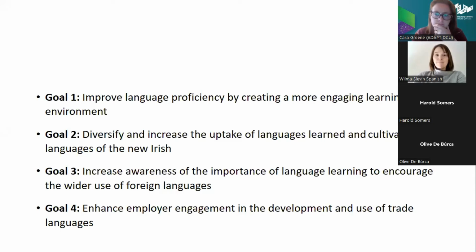We have to improve language proficiency by creating a more engaging learning environment, diversifying and increasing the uptake of languages learned, and cultivate the languages of the new Irish, increasing awareness of the importance of language learning to encourage the wider use of foreign languages. And the last one, which is really important, enhance employer engagement in the development and use of trade languages. I think the skills that students learn in this TY module are some of the most sought after skills by employers today. And I think the TY Linguistics module ticks all these boxes.